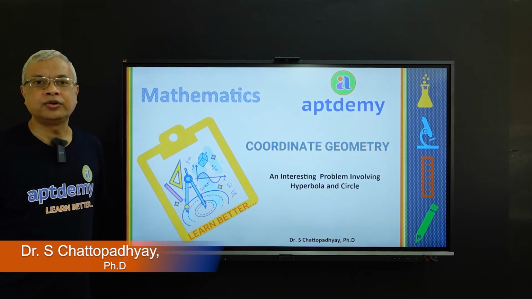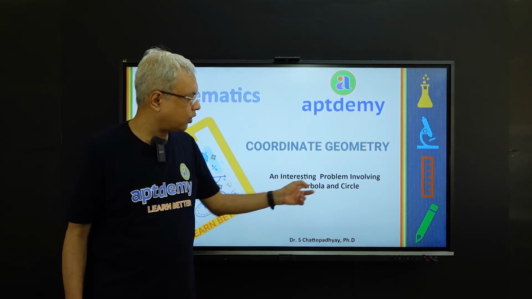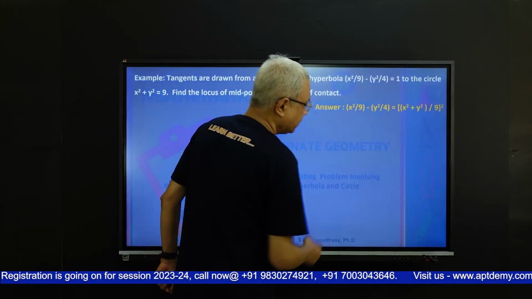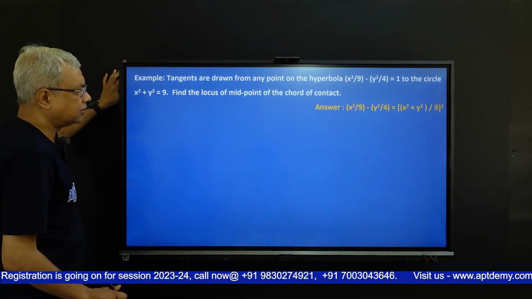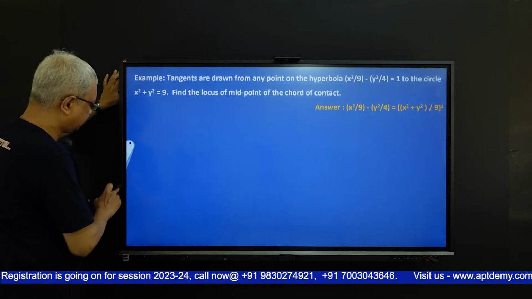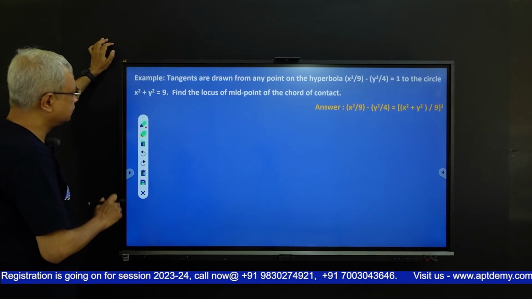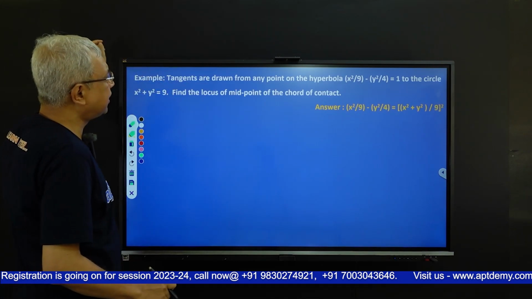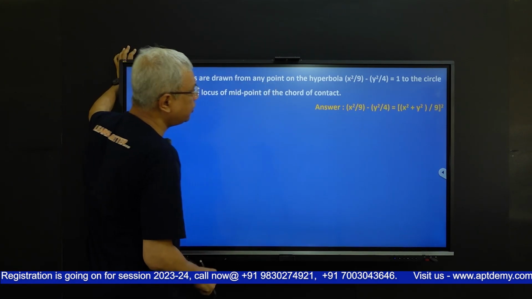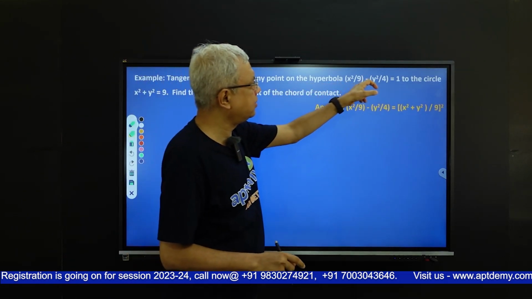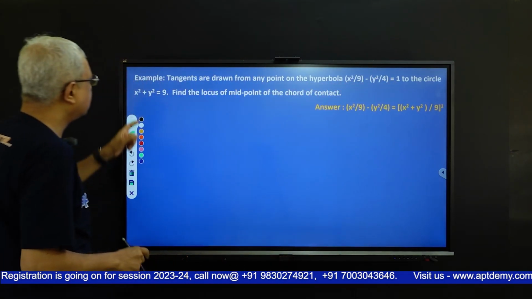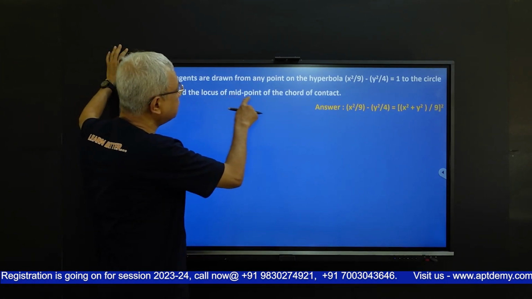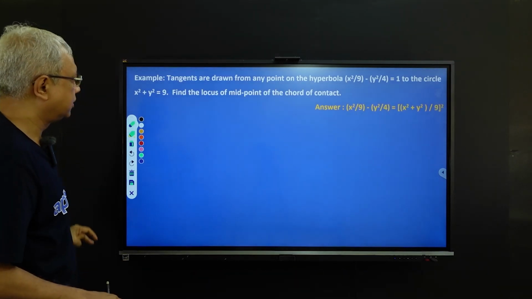In today's session, we consider an interesting problem involving hyperbola and circle. Let us see what that problem is. See the problem. Tangents are drawn from any point of the hyperbola x square by 9 minus y square by 4 equal to 1 to the circle x square plus y square equal to 9. Find the locus of midpoint of the chord of contact.